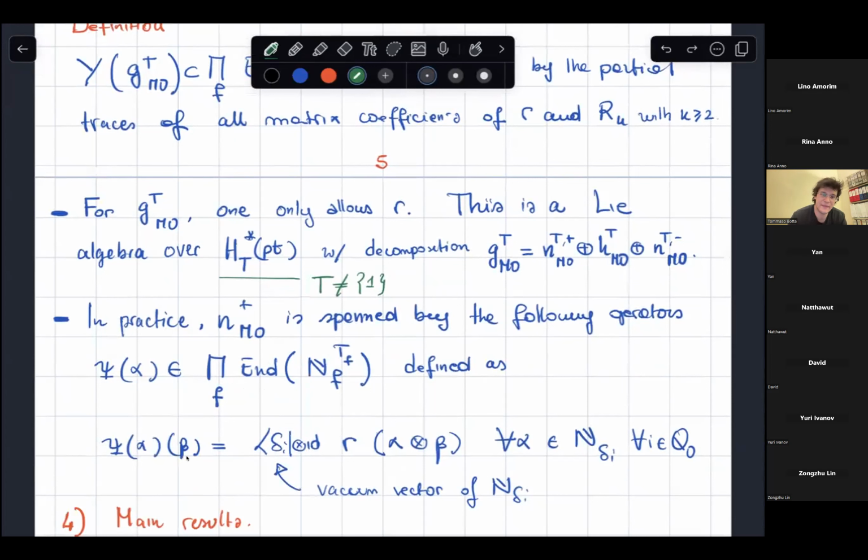Their action on some beta, living in some cohomology of quiver variety, is obtained by letting the R matrix act on the product of alpha and beta, and then by killing essentially one component of this tensor product by letting the vacuum vector act on the cohomology of the quiver variety. So in each cohomology of quiver variety, there's a vacuum vector, essentially the cohomology of the point variety.